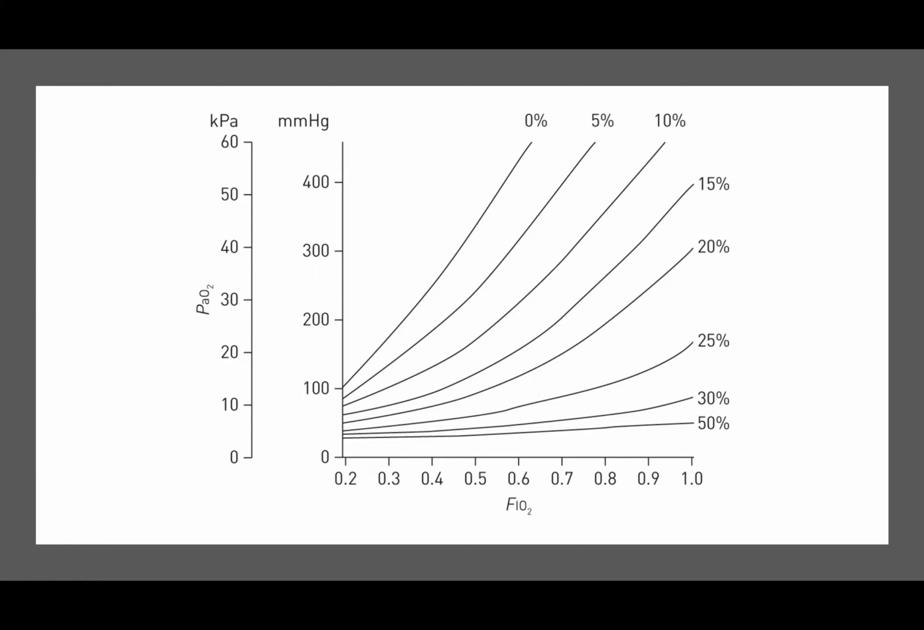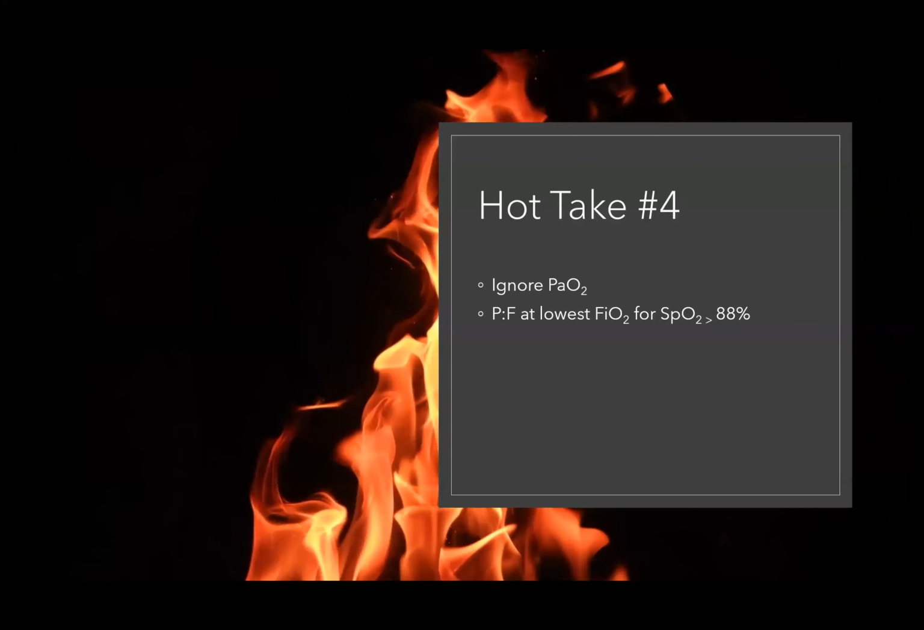Because it's so important for determining when we change therapies or when we prone patients, my suggestion is that we should start doing PF ratios at whatever the lowest FiO2 required is to get their SATs above 88, because that's really what we're targeting. And we should try and use FiO2 judiciously. And second of all, I think we should just straight up start ignoring PaO2. It does not contribute to your oxygen content, and it doesn't matter.